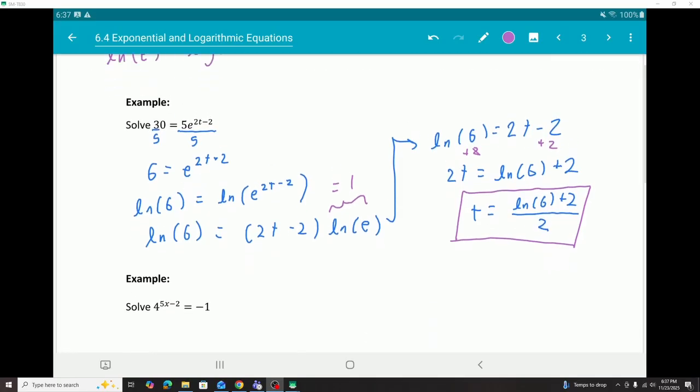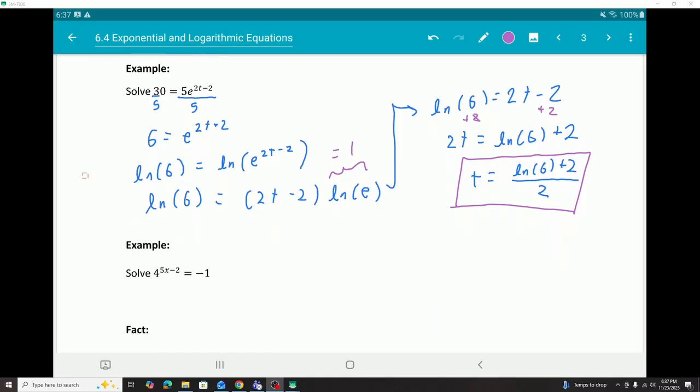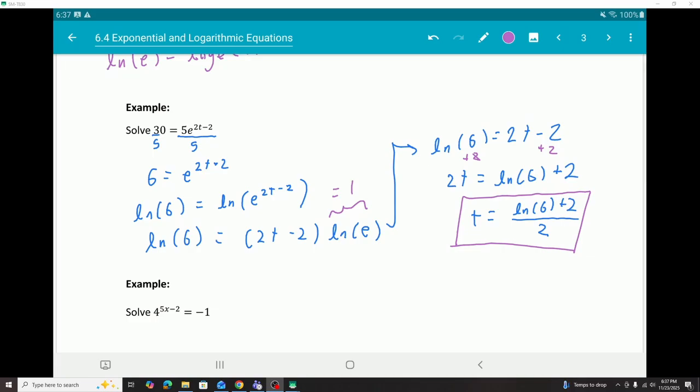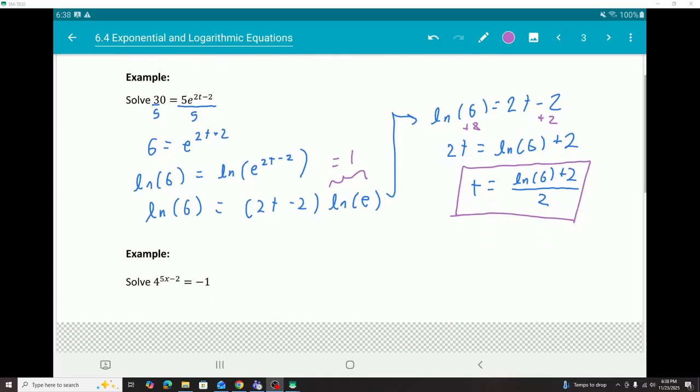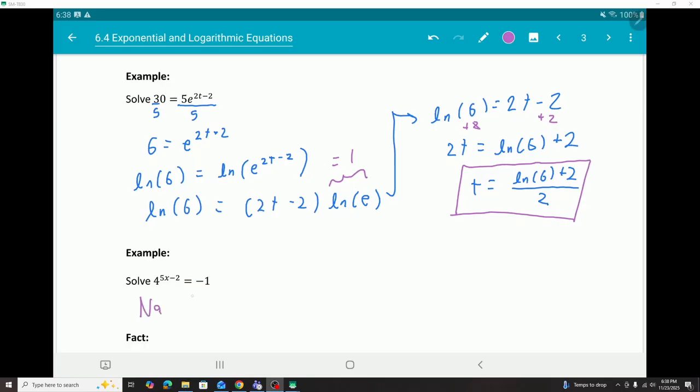One more example, and that'll be it for exponential functions. You might notice it's really, really short, so something suspicious is going on here. Solve 4 to the 5x minus 2 equals 0. Sorry, equals minus 1. What's going on here? The answer is no solution.